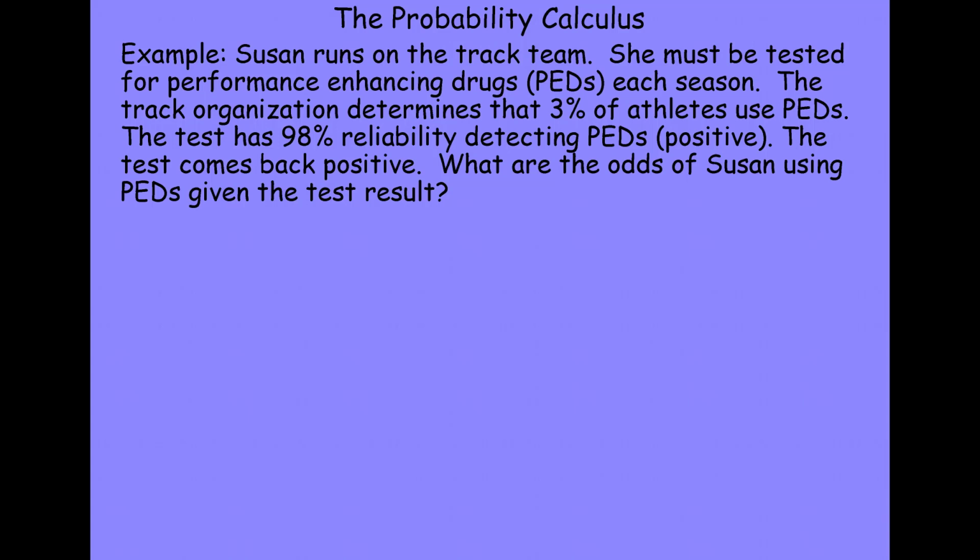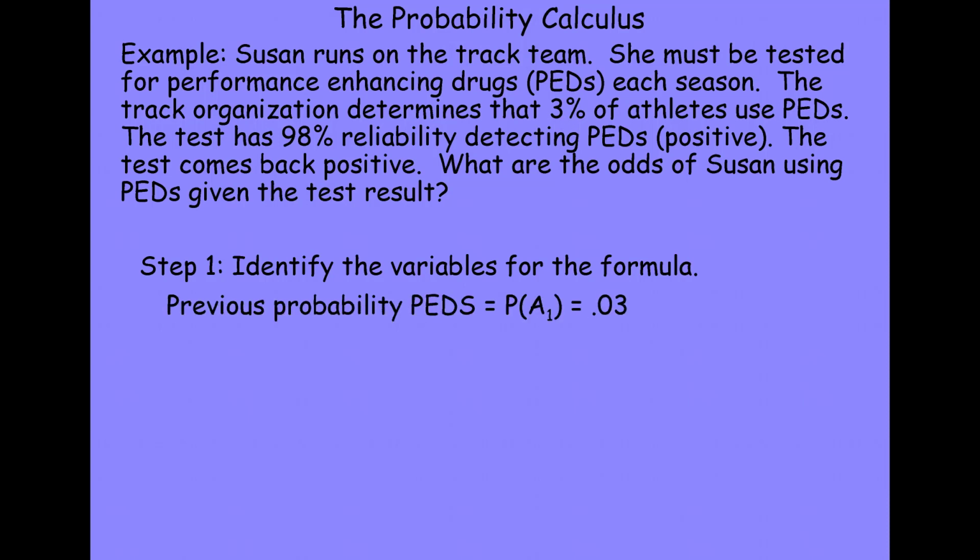So we need to start first by going through and identifying the variables for the formula. So we're trying to figure out what the probability is that Susan's using a performance-enhancing drug. We have an initial estimate. That is the estimate for just any average athlete given the track organization's data. So 0.03. So the probability of Susan using a performance-enhancing drug, or P(A1), is going to be 0.03.